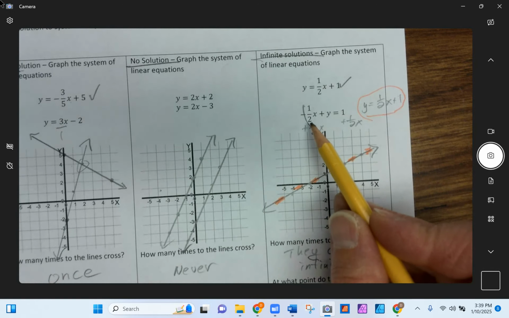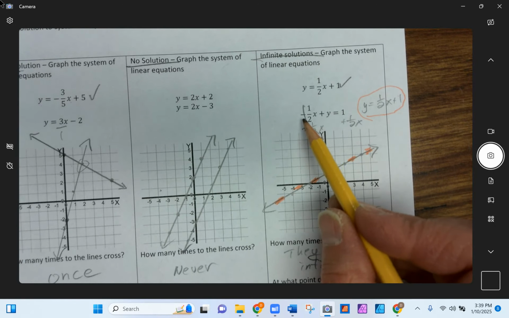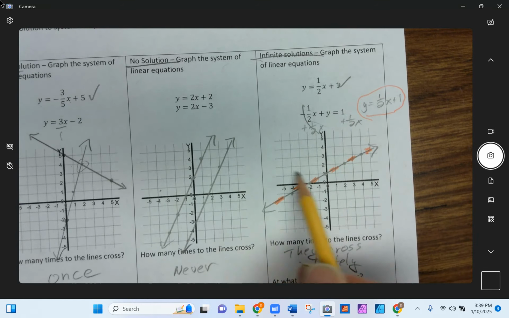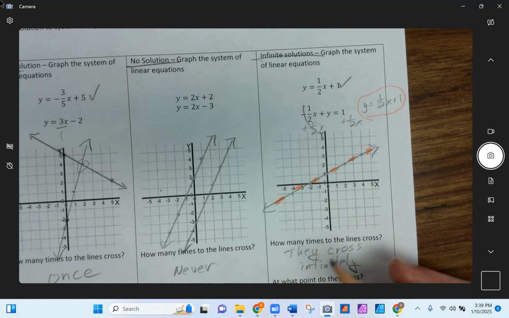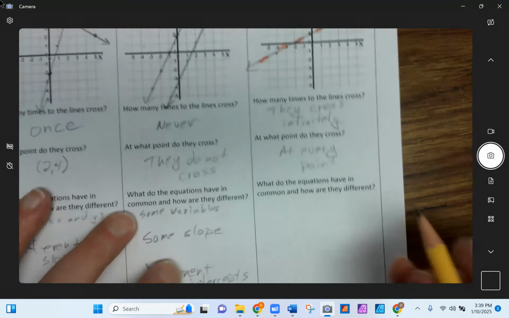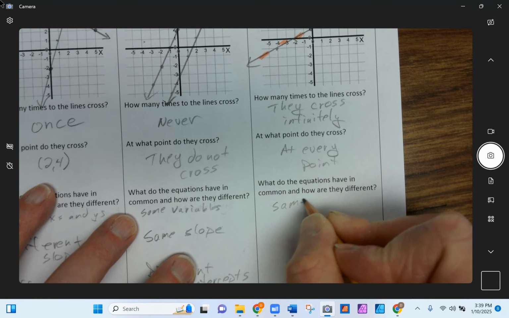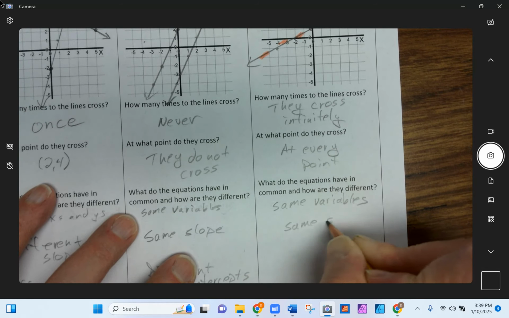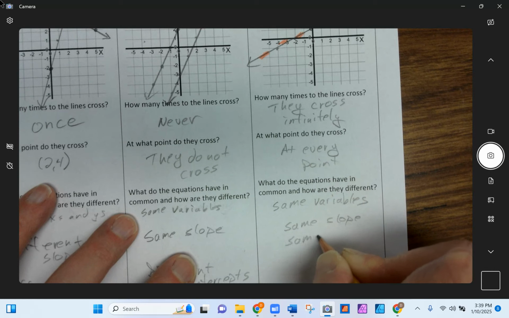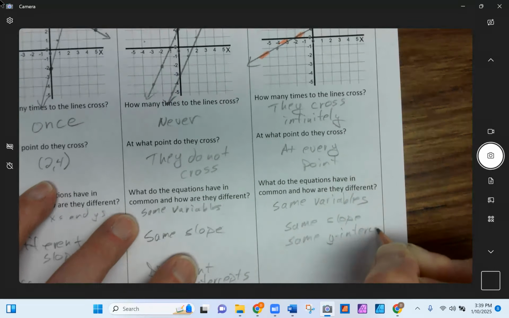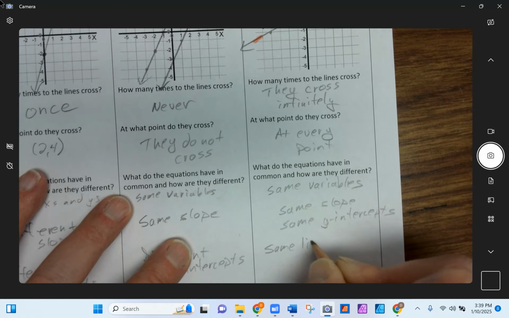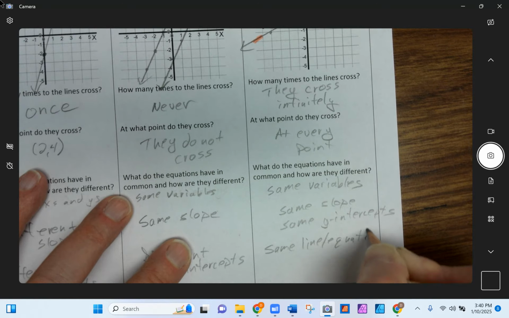And then what do the equations have in common and how are they different? Well, if you didn't put them in the same format, then you wouldn't realize that they both have positive slopes, right? If you just took this and started graphing, you might get a line that looks like that, and then you would be making the wrong assumptions here, right? So, same variables, obviously, right? Okay, but they also have the same slope, the same y-intercept, which means that it's just the same line or equation.